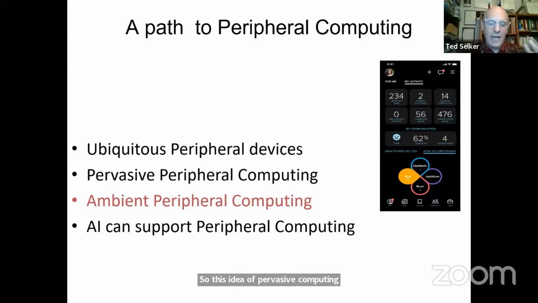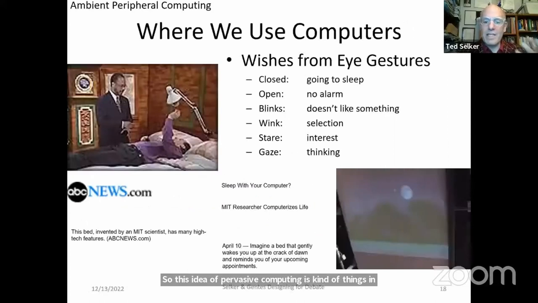So this idea of pervasive computing is kind of things in the environment. Ambient computing is things all around us.